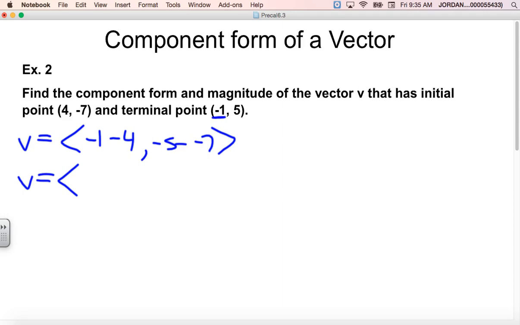So -1 minus 4 is -5. So that tells us the distance from the initial point to the terminal point on the x-axis is -5. And then -5 minus -7 is +2, which is the distance between the 2 points on the y-axis. All right, so that right there would be an example of the component form for this vector.